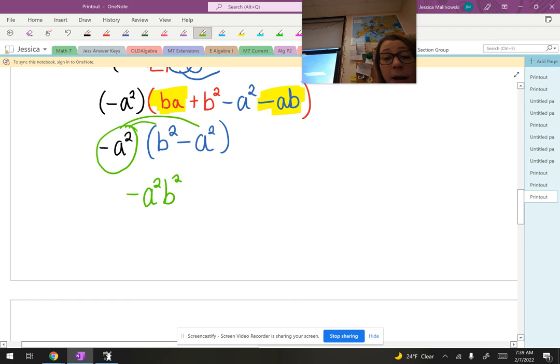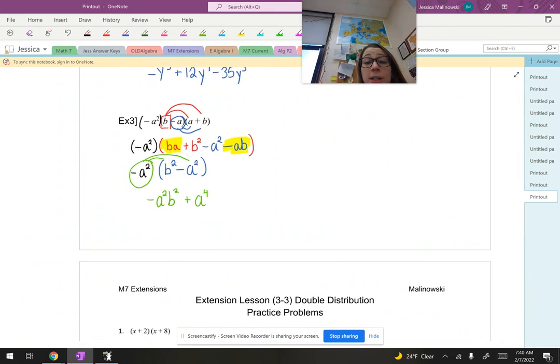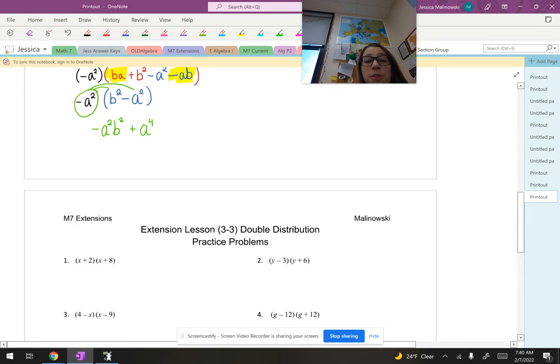And here I do have common bases, so I can do some simplifying. The negative times the negative will be positive, and a squared times a squared is a to the fourth. No more like terms from there, so I'm done. Take your time on those practice problems as they do get a little bit complicated towards the end, but you can do it.